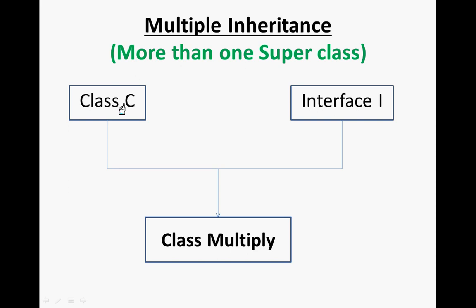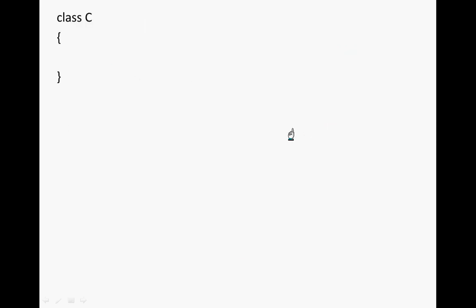One is class C, whereas another is an interface. See this code. Class C is one superclass. Inside this class we are going to declare a static variable like this. Static is a keyword, int is a data type, x is the variable name. For this x we are assigning the value 10.